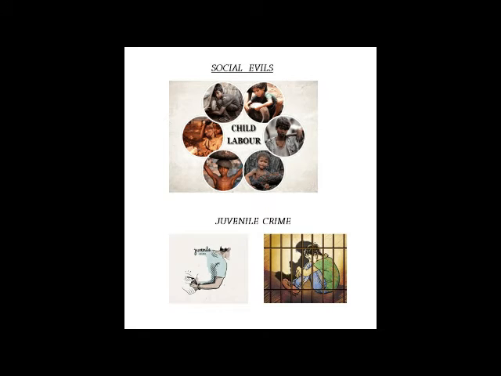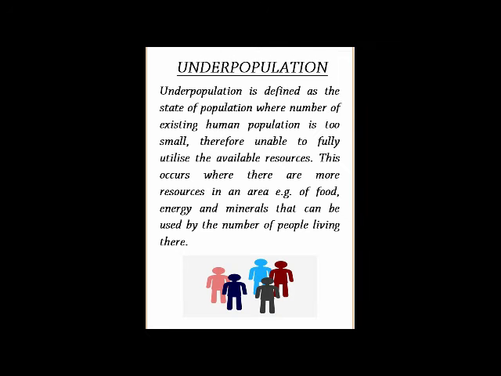Next, we come to social evils. Whenever the population of a place is more, it leads to social issues like child labor and various crimes. Here you can see the picture of child labor. Juvenile crime is also an outcome of overpopulation. Next, we come to underpopulation.